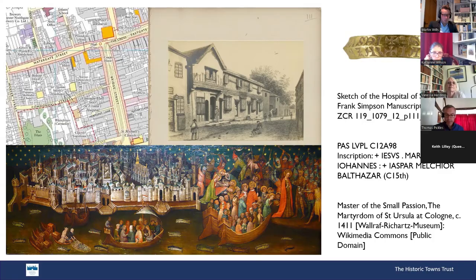So Cologne connects for us the Magi and Ursula. Cologne was also a major Hanseatic trading centre with a special role in the cloth trade, and the Cologne Steel Yard was, as I understand it, one of the largest and most important communities of alien merchants in London, the Mercers. And it's been suggested they had a special relationship with the Magi and Ursula.